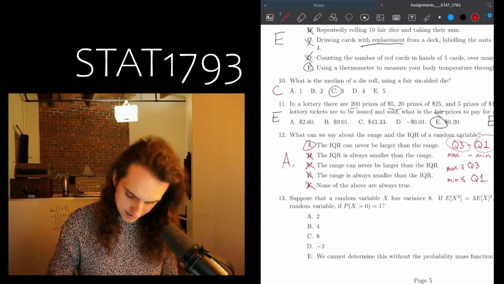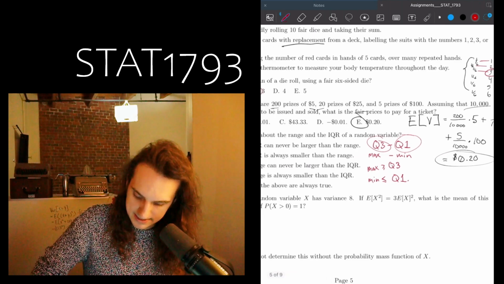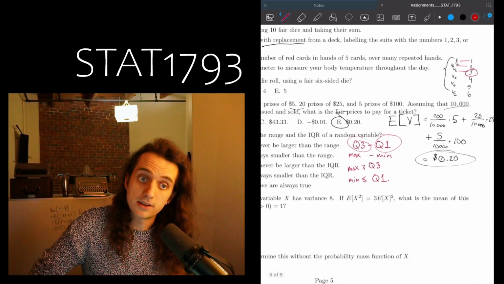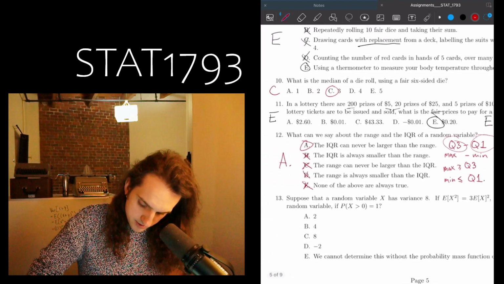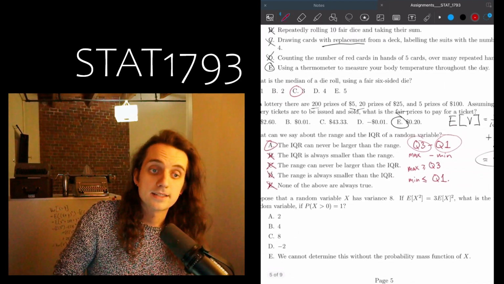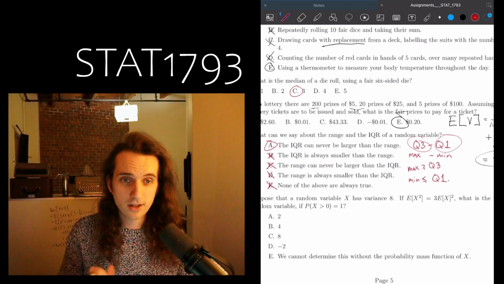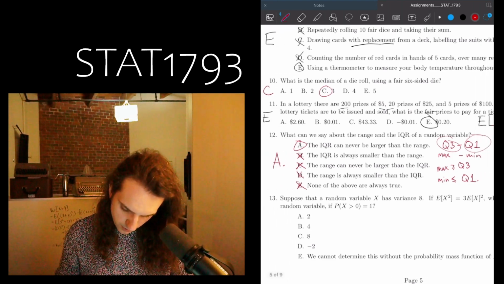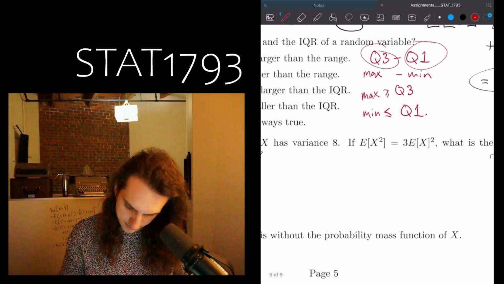All right, question 13. Suppose that a random variable X has variance 8. If the expected value of X squared is equal to 3 times the expected value of X, all squared, what is the mean of this random variable, assuming that the probability that X is greater than 0 is equal to 1? There's a lot of information here, but ultimately we want to figure out the mean of the random variable. How might we think about this?